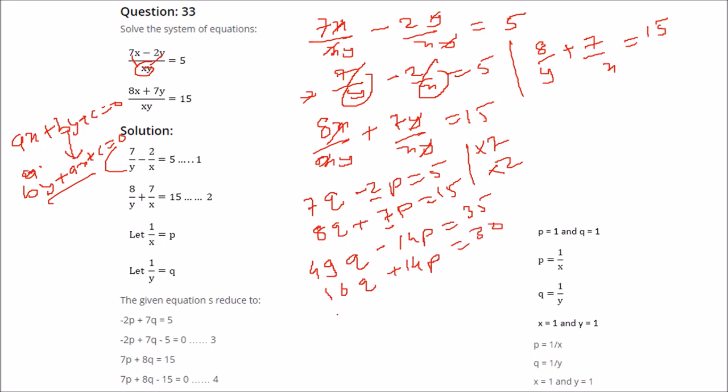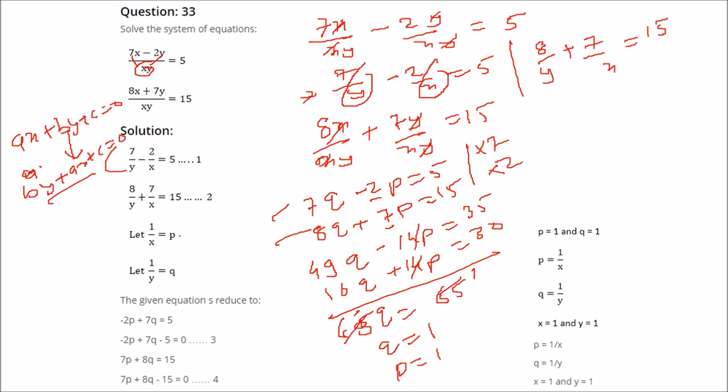So what do we get? Here we add them. This gets cancelled. 49 plus 16 is 65q, and 35 plus 30 is 65. So q will be 65 by 65. This is 1. So q is 1. Now q is 1. Put it in any of these equations, you will get p as 1.